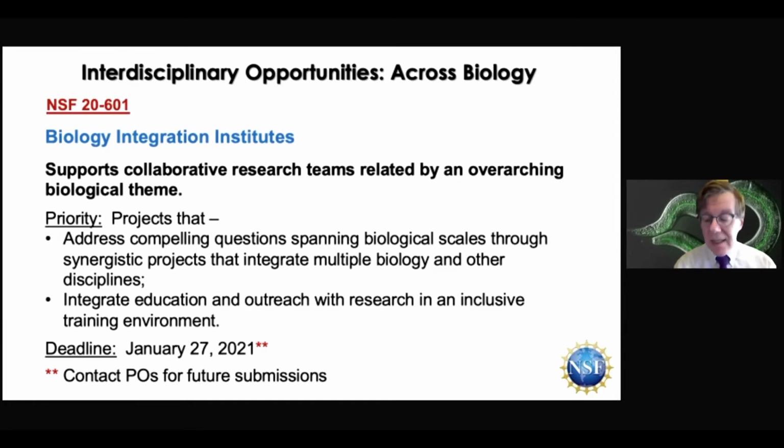This has a deadline that was in early 2021. We haven't announced the new deadline yet. It will be early in 2022, so please keep an eye out. You can go to the nsf.gov website and look up 20-601 in the search function, and it'll go to the solicitation that gives you information about this program, including the deadline in the future.